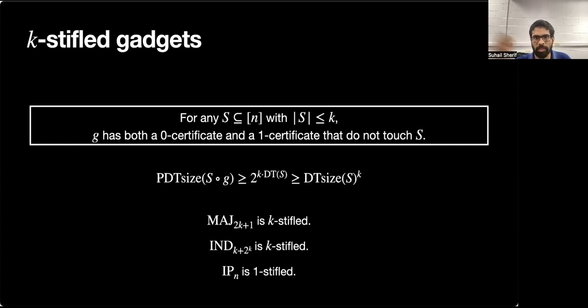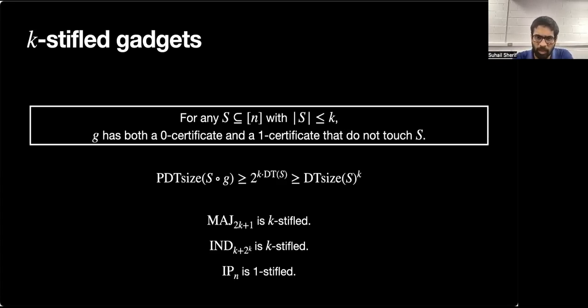Some examples of stifled functions are, as we saw, majority. So majority on 2K plus 1 bits is K-stifled. The indexing function on K plus 2 to the K bits is K-stifled. And the inner product function is 1-stifled. It is not 2-stifled, no matter how large it is.